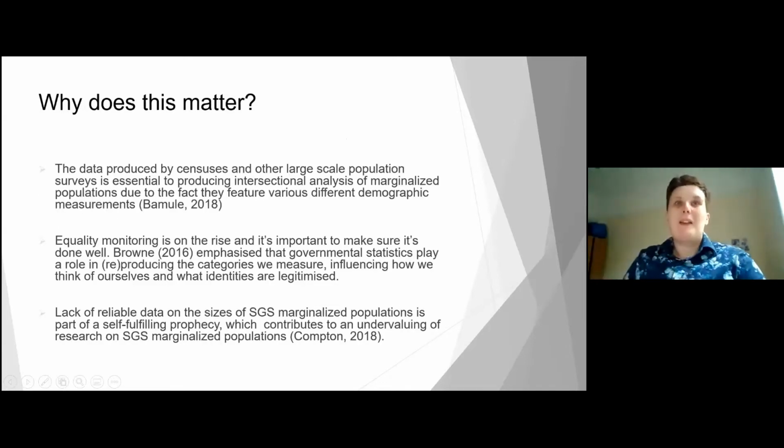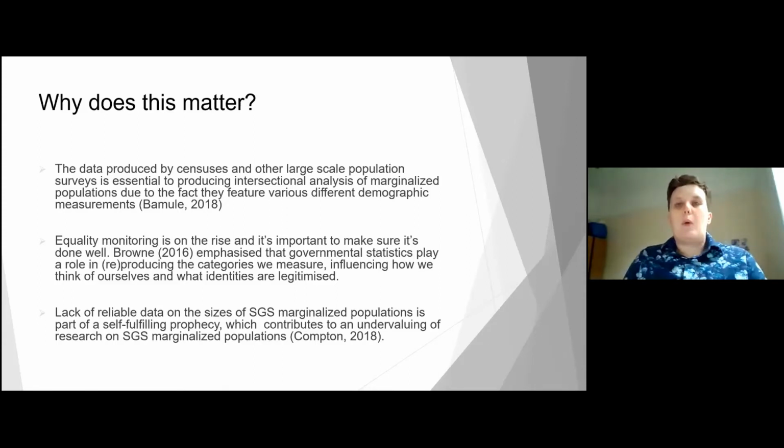Why does this matter? There are various reasons. First off, as I was just saying, the value of intersectional analysis. When we look at something like the census, it doesn't just measure sex, gender and sexuality, it also measures ethnicity, disability, socioeconomic background, all these sorts of things, and it means that we can look at how all these things overlap to represent the actual lived experiences in the UK, and that's extremely important.